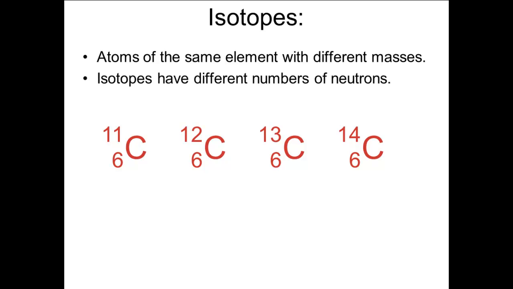The different isotopes of an atom have the same number of protons and electrons in the neutral atom, and therefore the same chemical properties, but different numbers of neutrons, and therefore different masses.